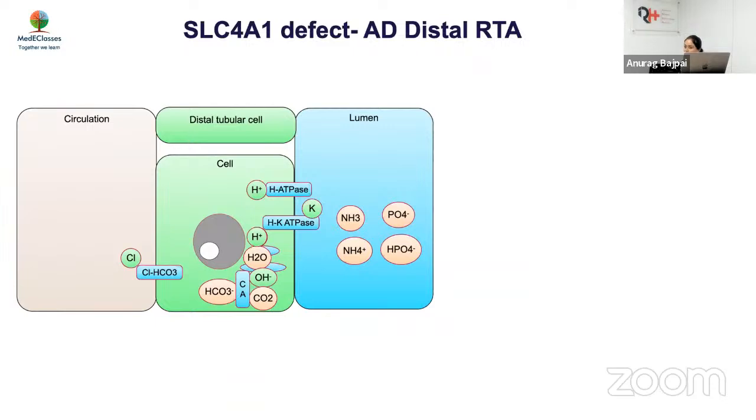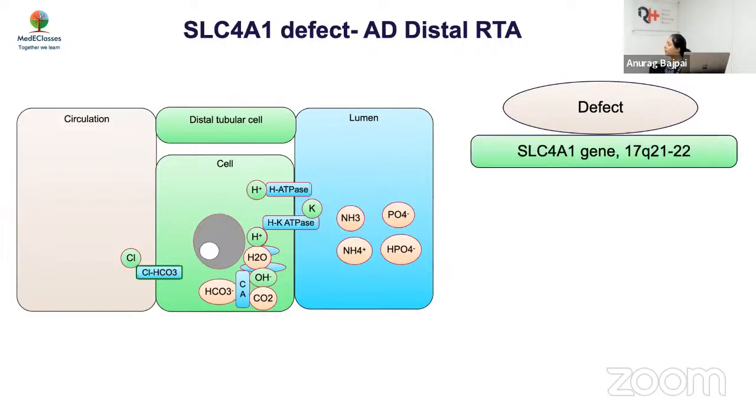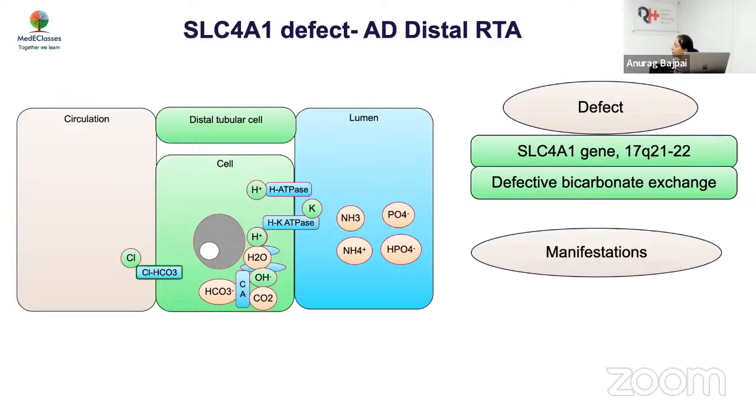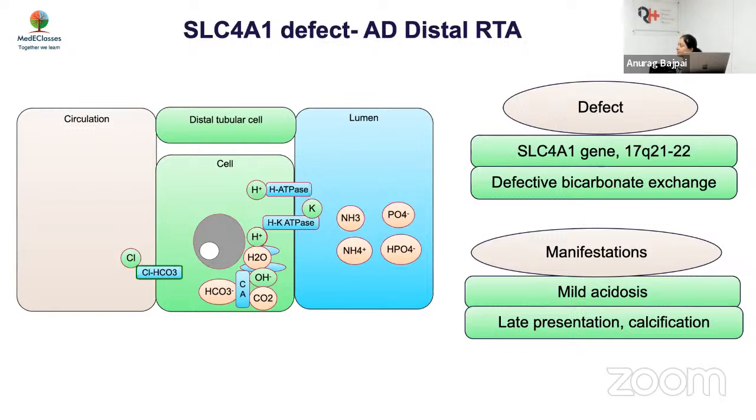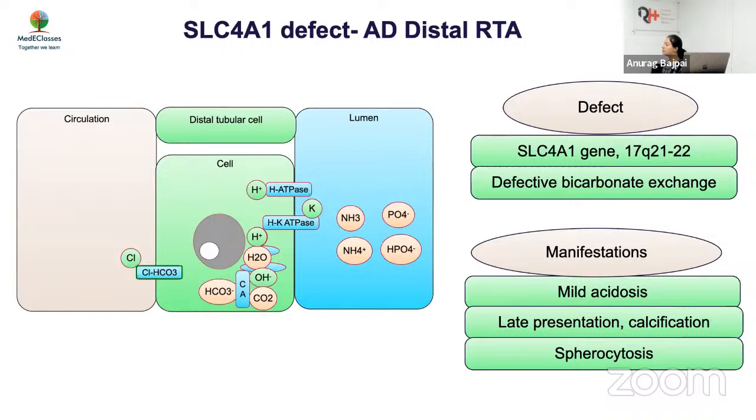SLC4A1 defect is an autosomal dominant form of distal RTA, which is due to a defect in the anion transporter, the anion exchanger, that is the chloride bicarbonate exchanger channel. It results in mild acidosis, has a later presentation, and is associated with nephrocalcinosis. And since this channel is also present in the RBCs, a defect in SLC4A1 results in spherocytosis.